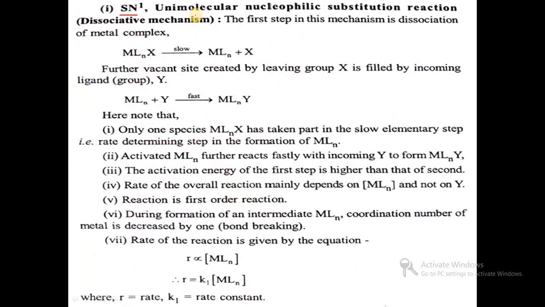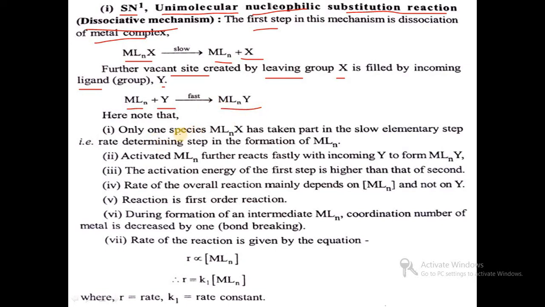Now SN1 means unimolecular nucleophilic substitution reaction, which is carried out by a dissociative mechanism. The first step in this mechanism is dissociation of the metal complex. Here MLnX undergoes a slow step and MLn plus X is formed. Further, the vacant site created by the leaving group X is filled by the incoming ligand Y, giving the product MLnY in the second step.